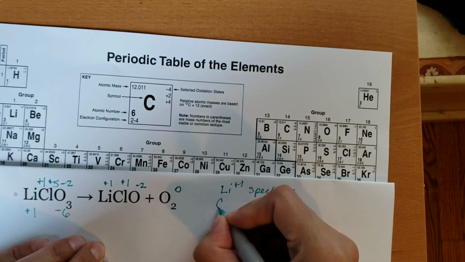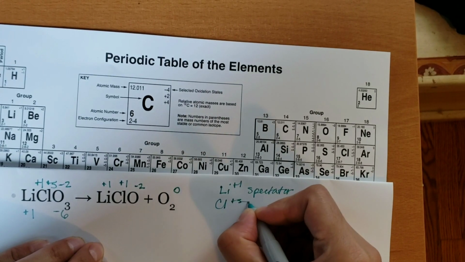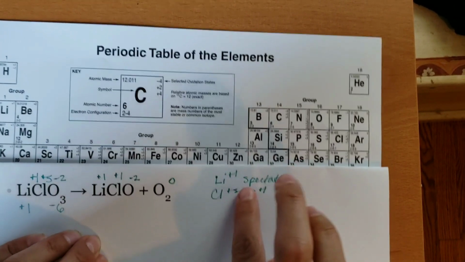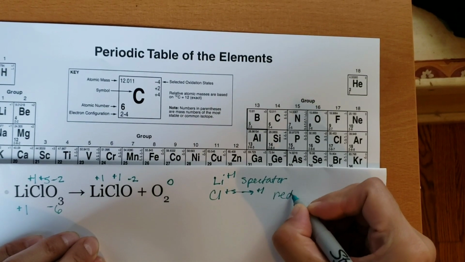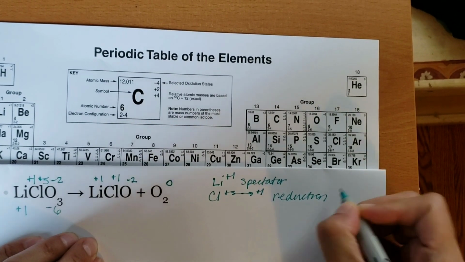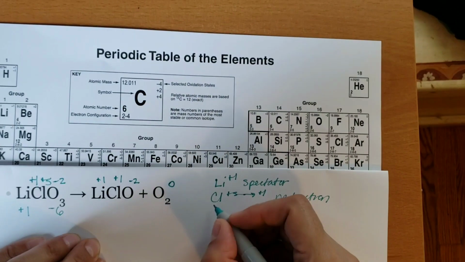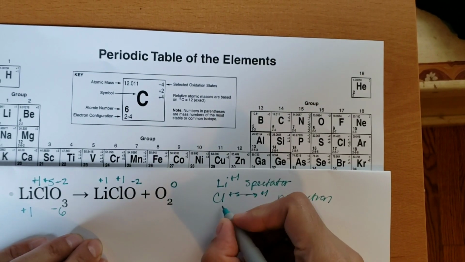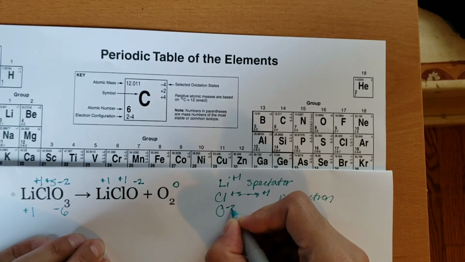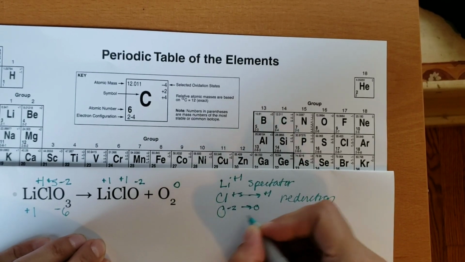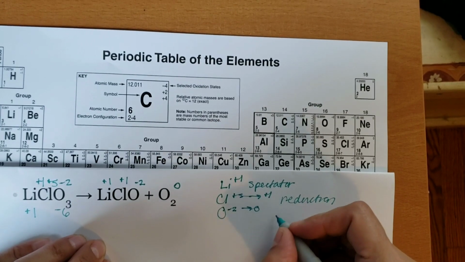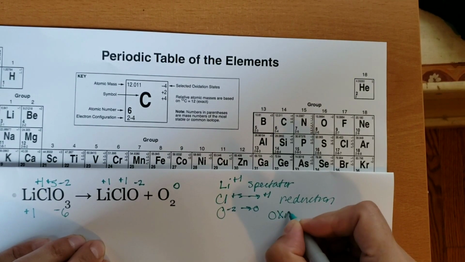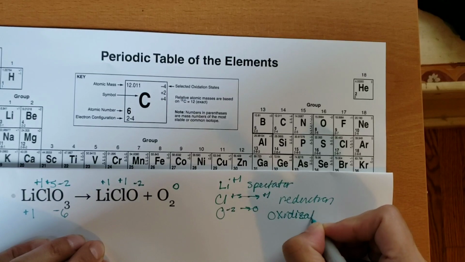The chlorine changes from a +5 to a +1. When you go from +5 to +1, that is a reduction in charge. And the oxygen changes from -2 to 0. So this is actually an increase in charge as I'm becoming less negative. So the oxygen undergoes oxidation.